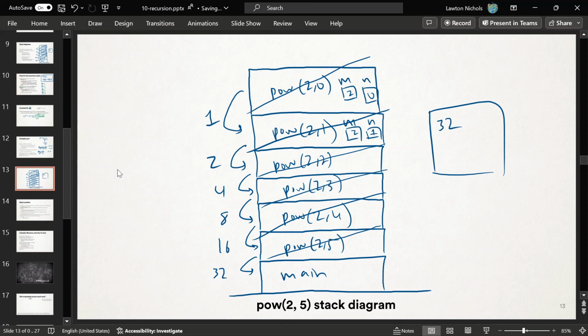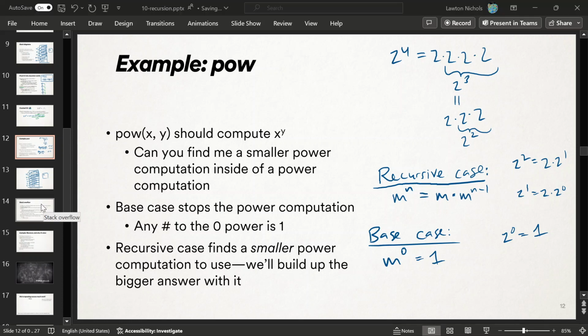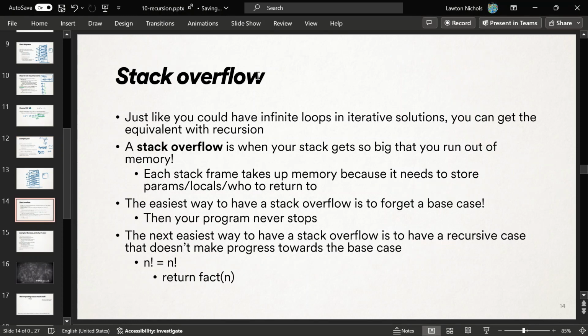Alright, let me go with that. So, with great power comes great responsibility. There's a new kind of error now. You can have an infinite loop recursively, can't you? You can mess something up. That kind of messing up is called a stack overflow. Now you know what that website's named after. You've been using it so much, probably.